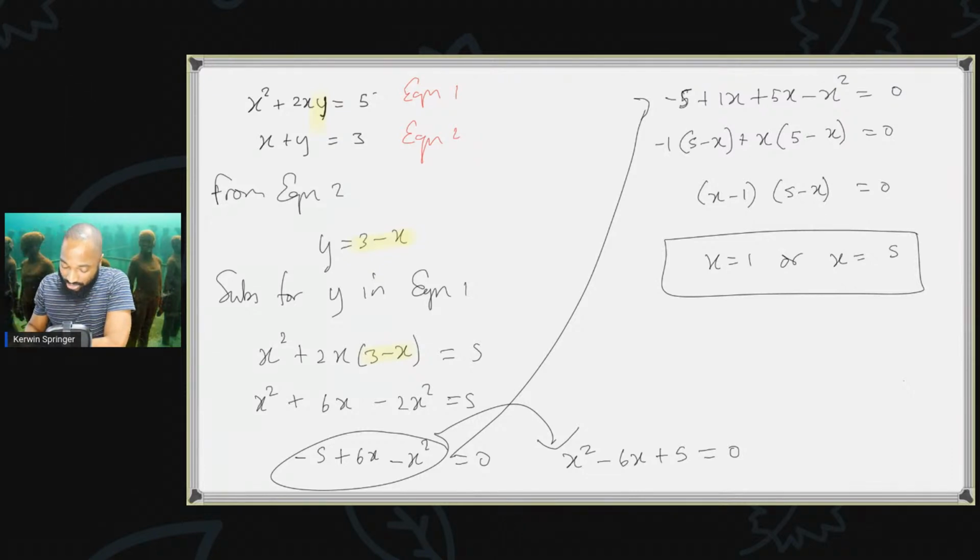So then you substitute. You aren't done yet because you need to find y. Substitute x is equal to 1 here. So you have 1 plus y is equal to 3, so y must be equal to 2. Or substitute x is equal to 5. So you'll have 5 plus y is equal to 3. So y is equal to what?